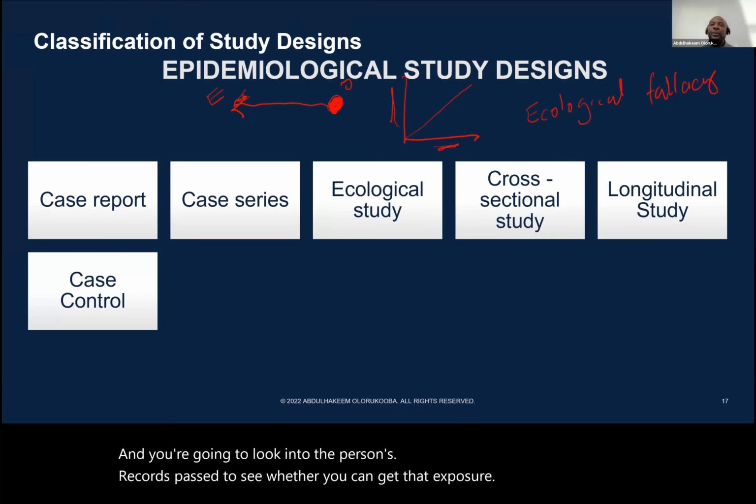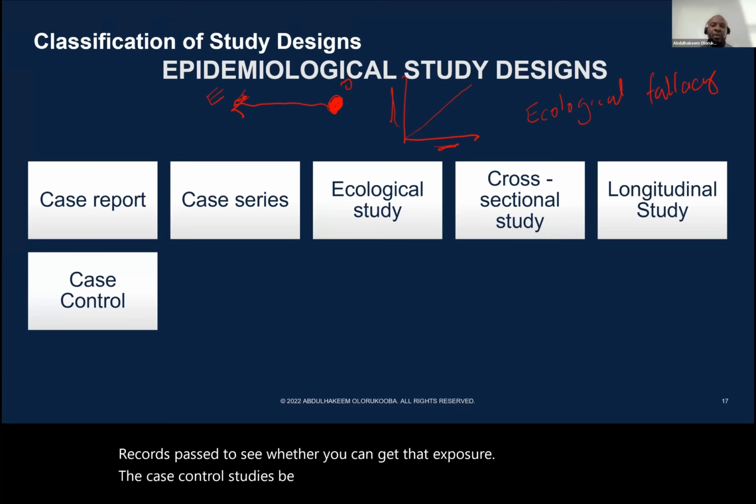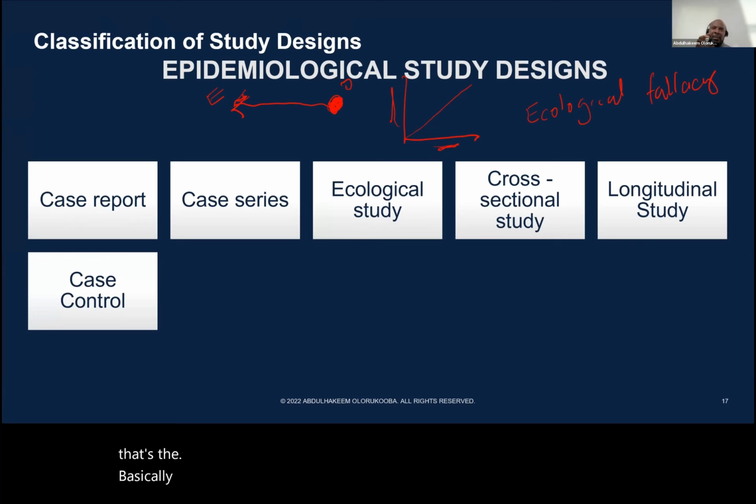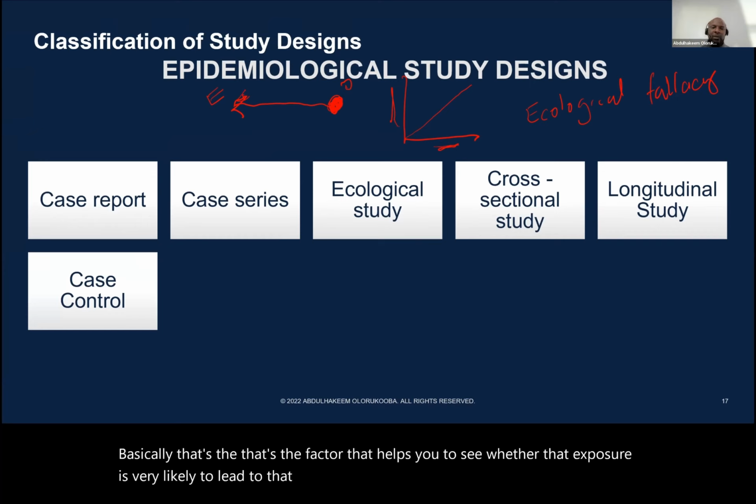In a case control study, you'll be calculating something that is called the odds ratio. And that's the factor that helps you to see whether that exposure is very likely to lead to that outcome. You can talk a little more about that later.